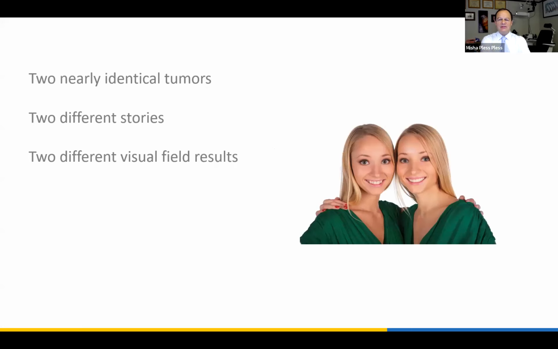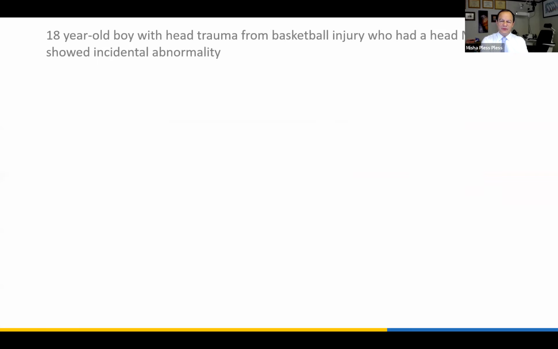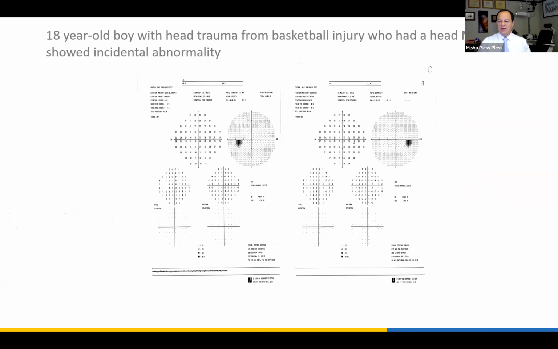The next two cases are nearly identical tumors, but with two very different stories. And this is something we see in neuro-ophthalmology on a daily basis, two different visual deficit results from identical tumors. And the first one is a basketball player who falls on the court, hits his head, and has an MRI that shows an abnormality. A visual field test is absolutely pristine, as normal. You see central sensitivity is normal. The blind spots are normal.